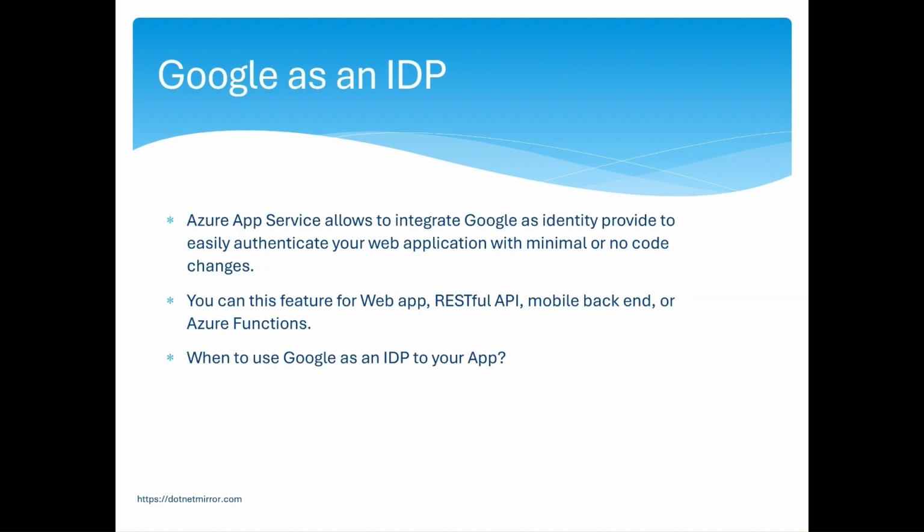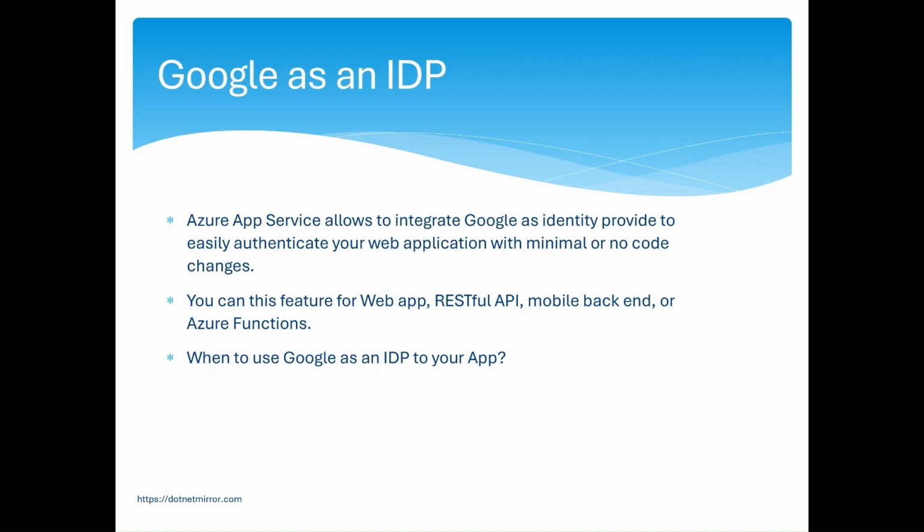Why choose Google as your identity provider? Azure App Service makes this integration incredibly smooth, often requiring little to no code changes to your application. Whether you are building a standard web app, a RESTful API, a mobile backend, or even Azure Functions, Google IDP is a versatile choice for securing your services. Let's understand when to use Google as an IDP.